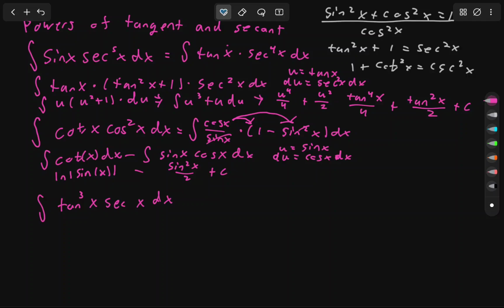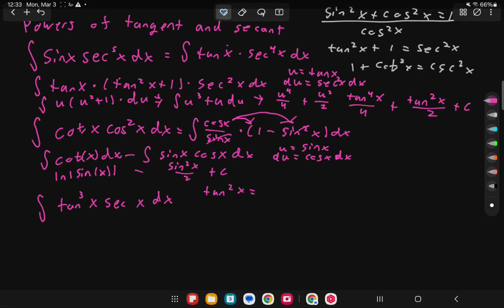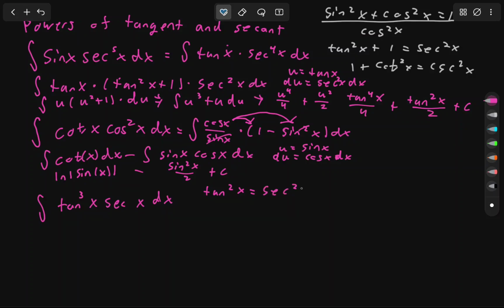We're going to use our Pythagorean identity to substitute secants in for tangents. So tangent squared of x is really the same thing as secant squared of x minus 1. So now we have the integral of tangent of x times what we'll call tangent squared of x, which we're just calling secant squared of x minus 1, times secant of x dx.